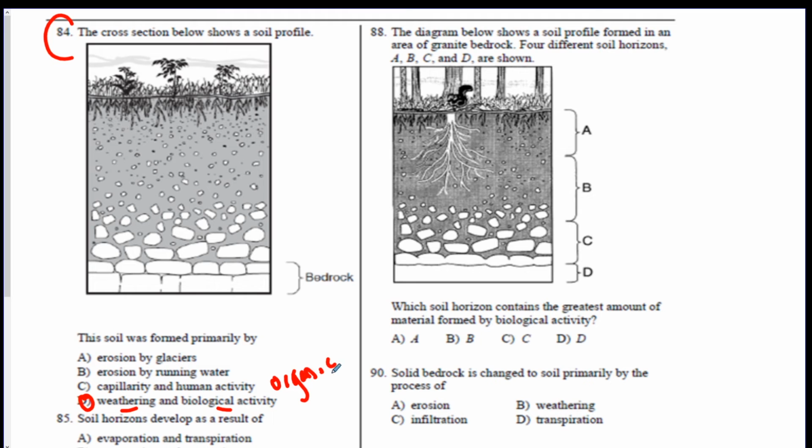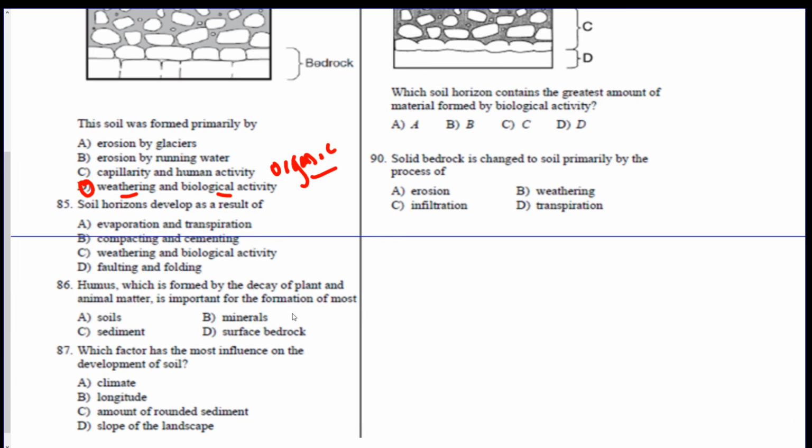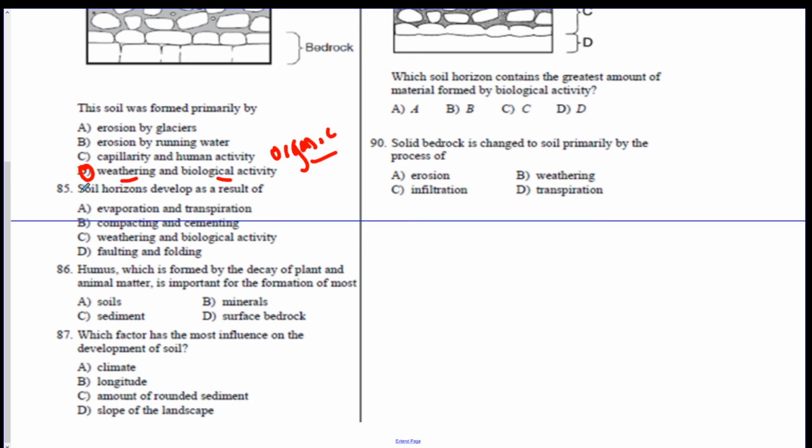It's going to be very repetitive, guys, so get ready. 85. Soil horizons develop as a result of A. Evaporation and transpiration. B. Compacting and cementing. C. Weathering and biological activity. Or D. Faulting and folding. Well, hopefully you said, again, soil develops as weathering and biological activity increase.